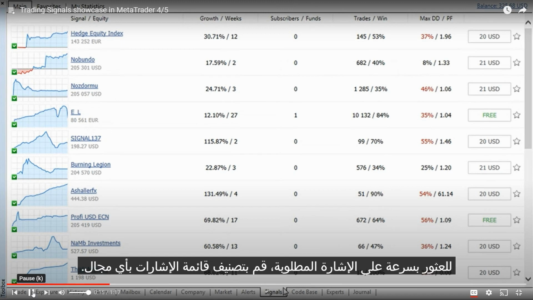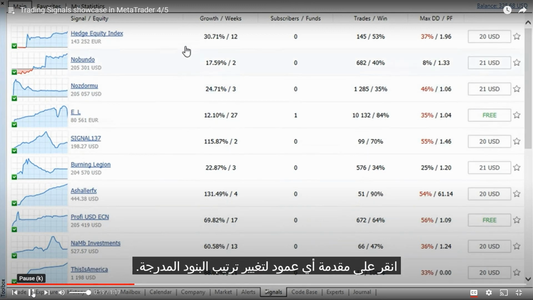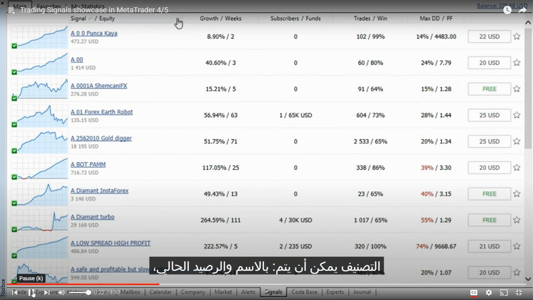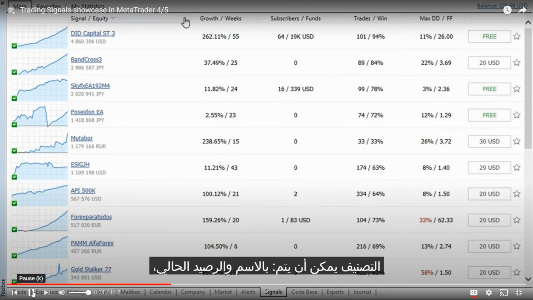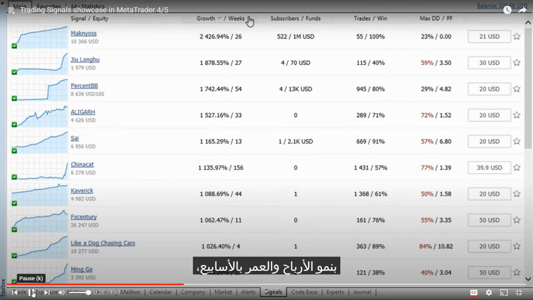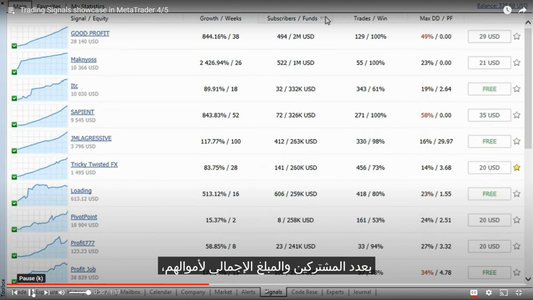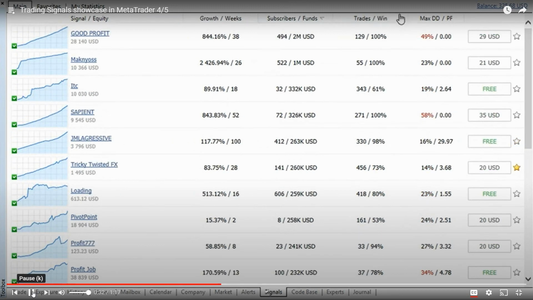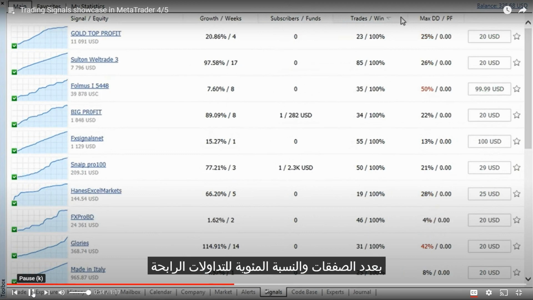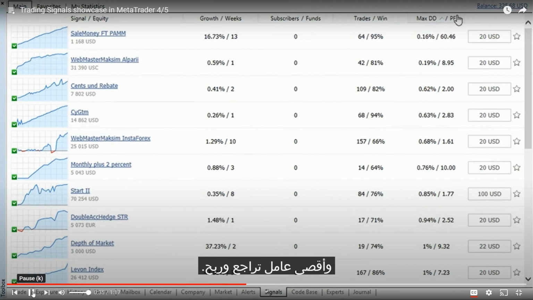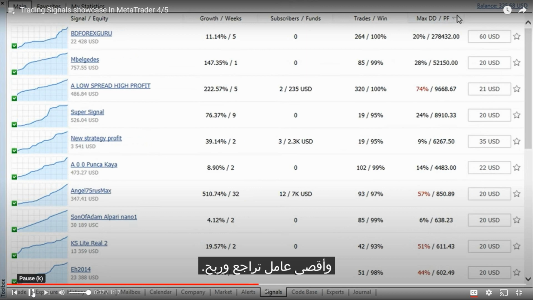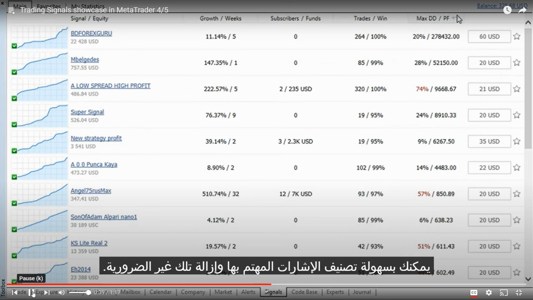To quickly find the required signal, sort the list of signals by any field. Click on the header of any column to change the order of listed items. Sorting can be done by name and equity, by profit, growth and lifetime in weeks, by the number of subscribers and the total amount of their funds, by the number of trades and percent of winning trades, and by maximum drawdown and profit factor. You can easily sort signals of interest and remove unneeded ones.